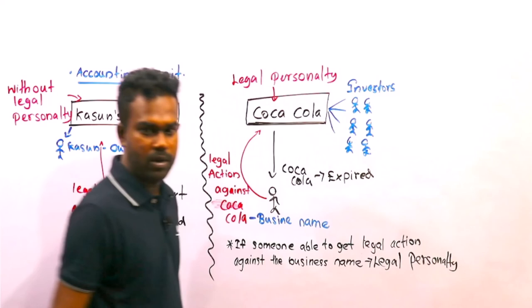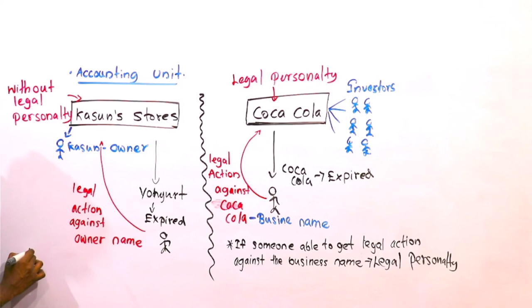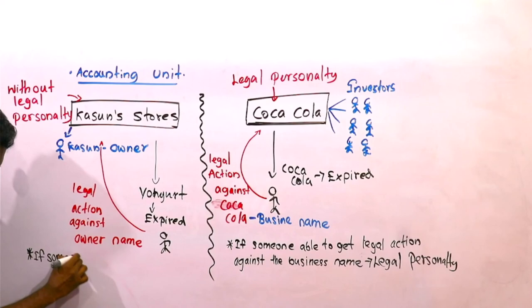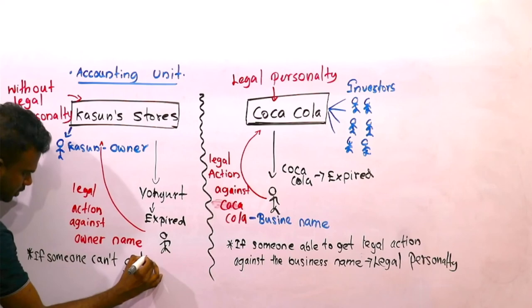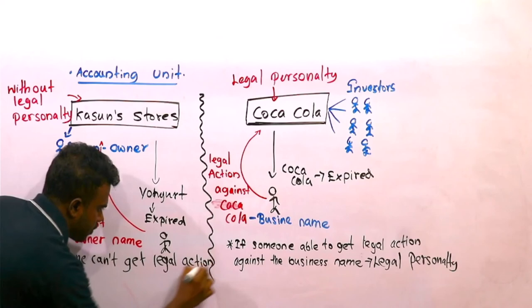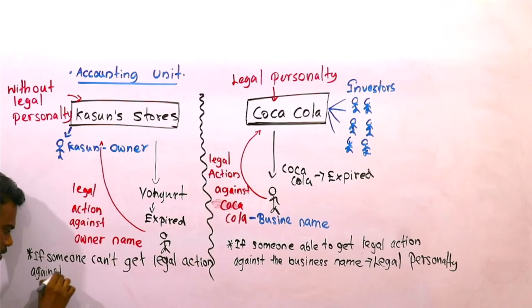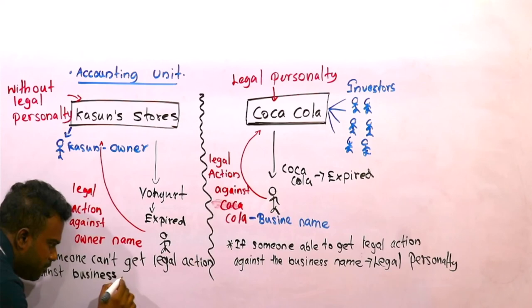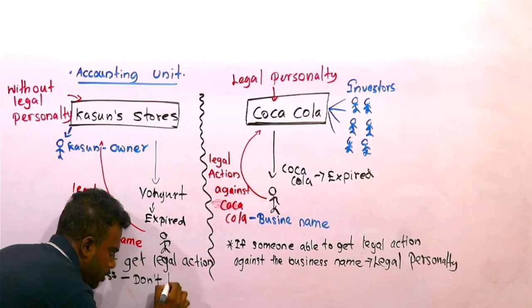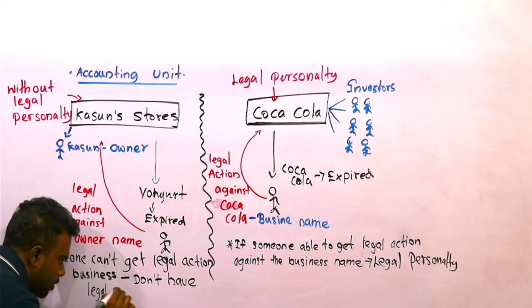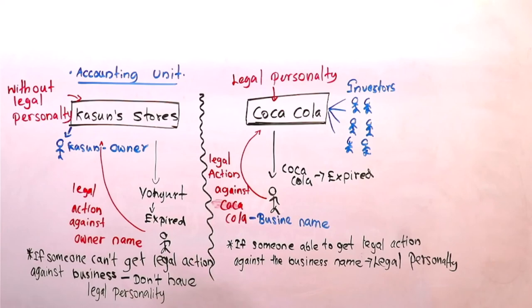Right. Here, if someone can't take legal action against the business name, only against the owner's name, then it doesn't have legal personality. Don't have legal personality. Don't have legal personality. Right? Understood?